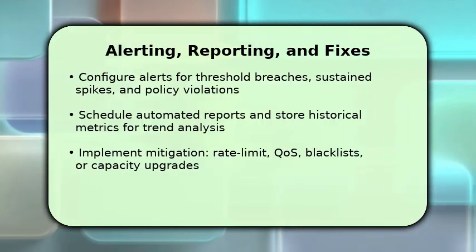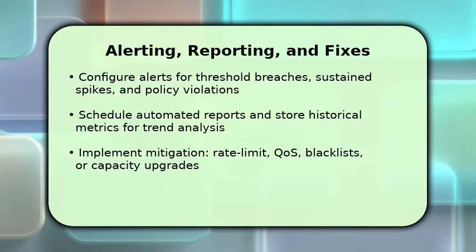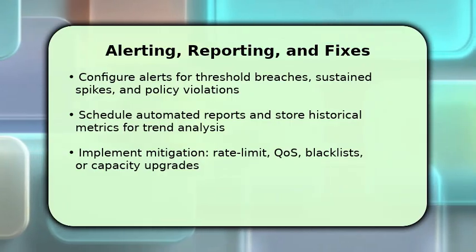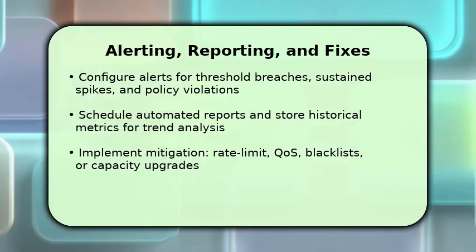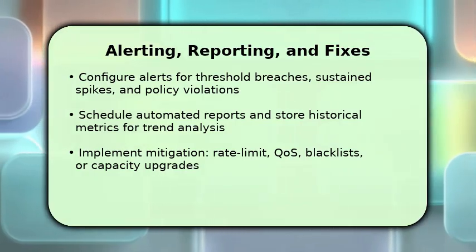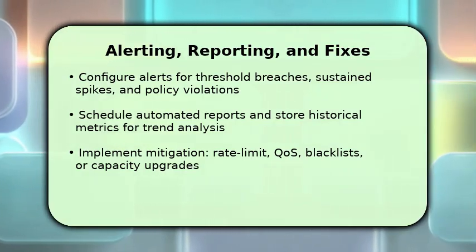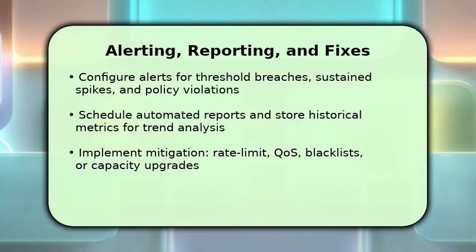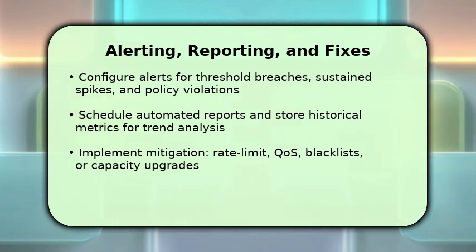When an incident occurs, apply mitigation, temporary rate limits, CoS rules, or targeted blocks. Then plan permanent fixes like policy changes or capacity upgrades. If alerts flood, check filters and SNMP/flow sampling rates as a troubleshooting tip.